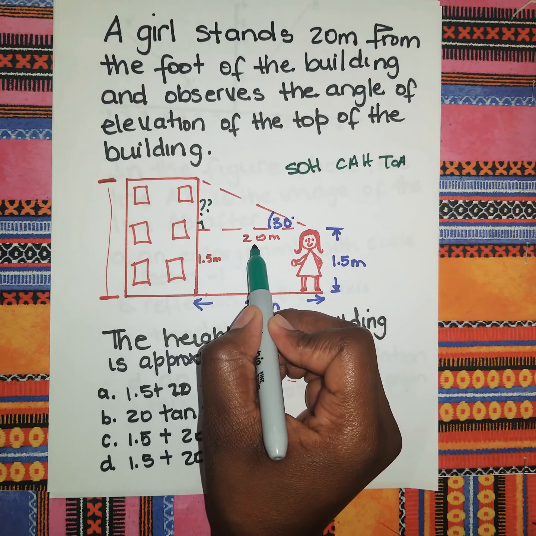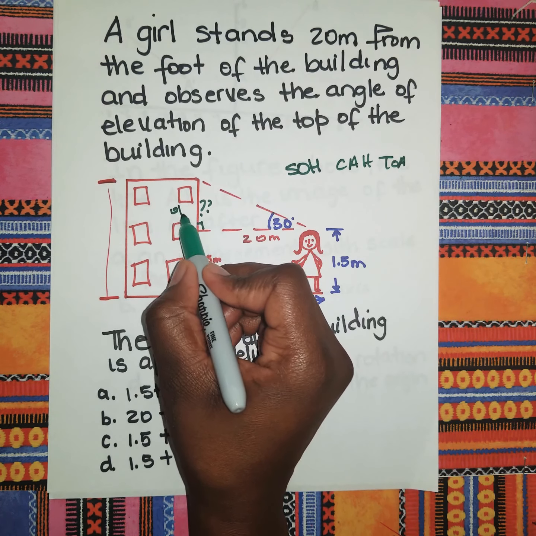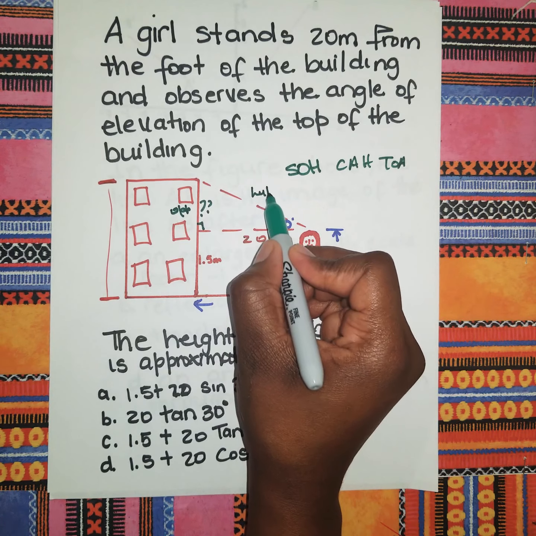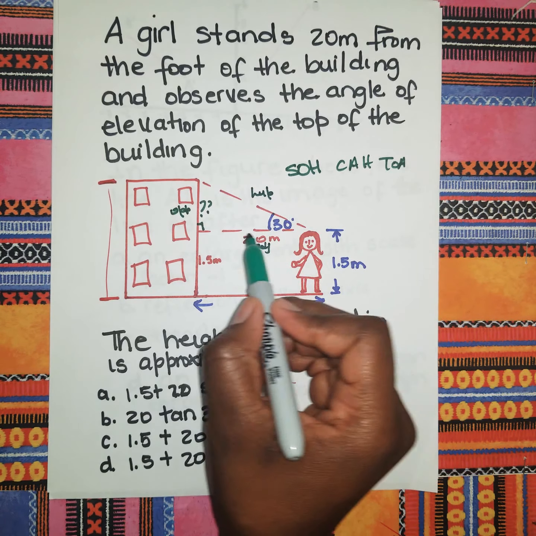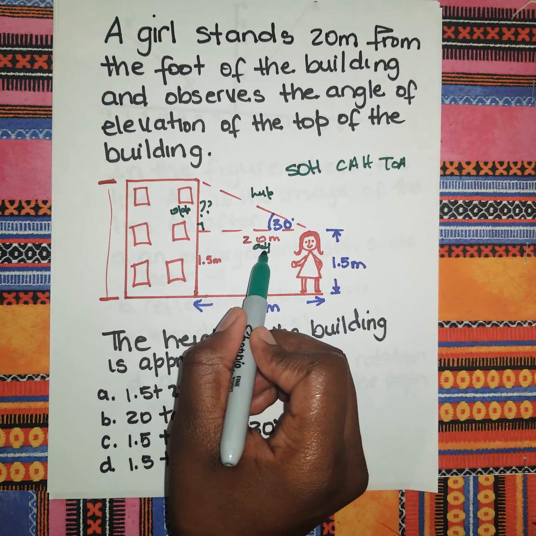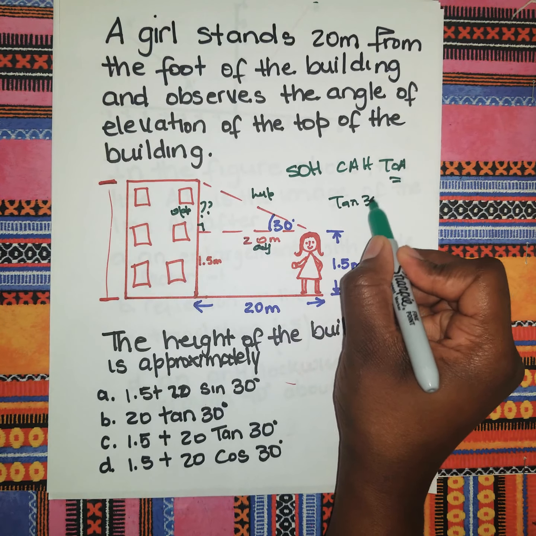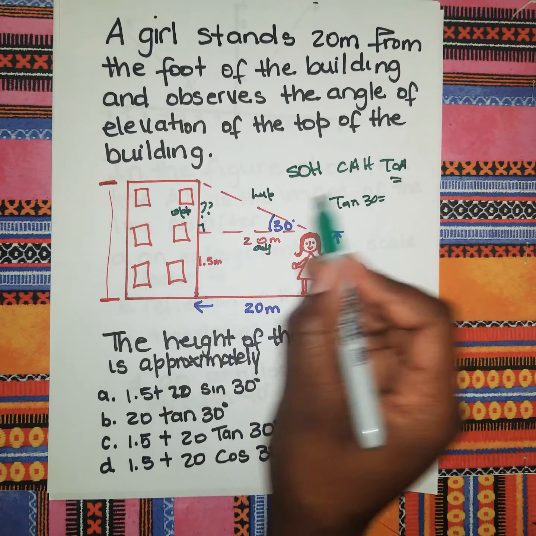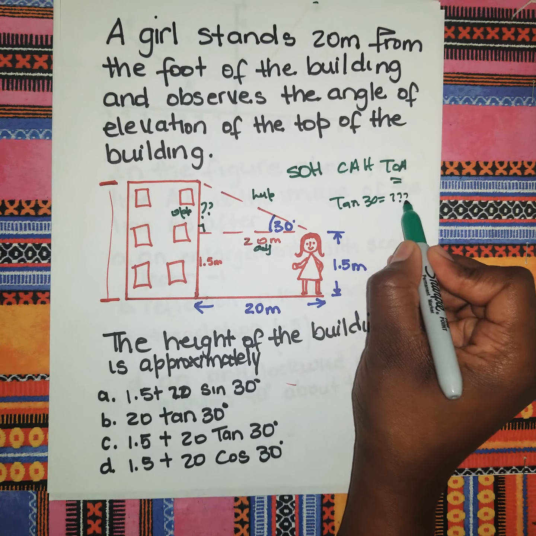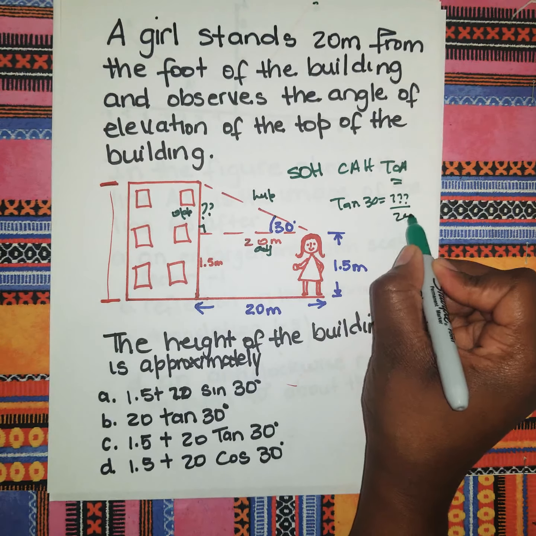So we have the adjacent. This is the opposite side. We know that's the hypotenuse. And here's the adjacent. So which two would we use? Opposite and adjacent, so it has to be the tan. So the tan of the angle, 30, is equal to the opposite side, I'm going to use the question mark, all over the adjacent, which is 20.